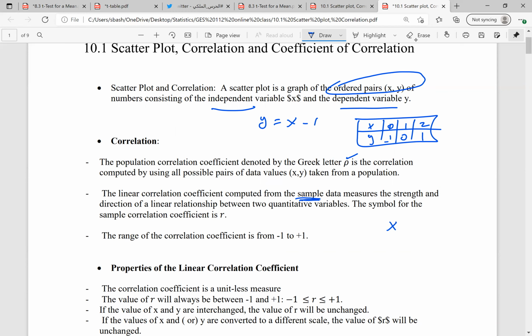I have x and I have y. We need to find the relation between x and y. Is it linear or not linear? Is it strong or not?